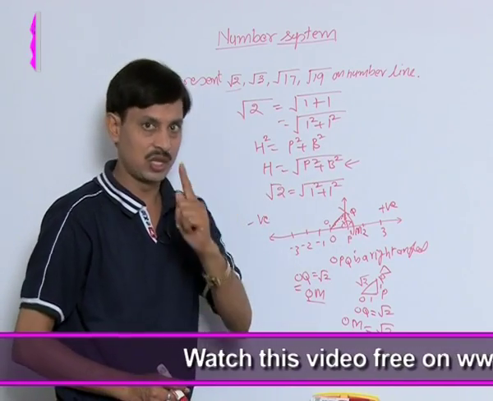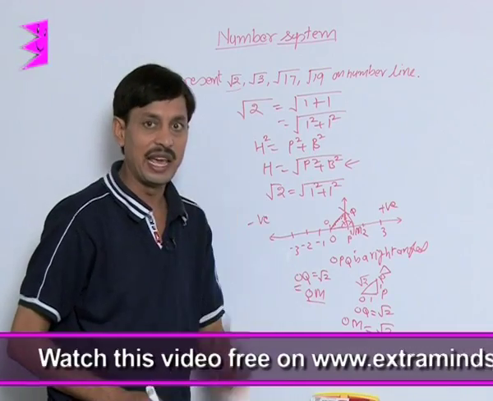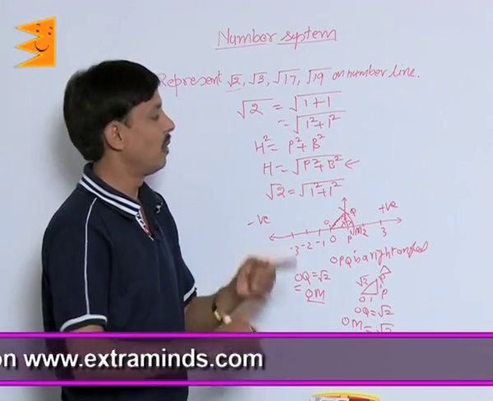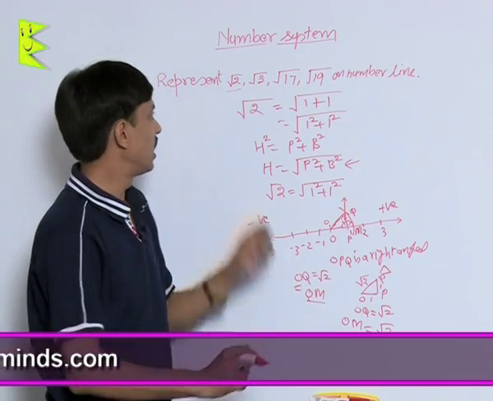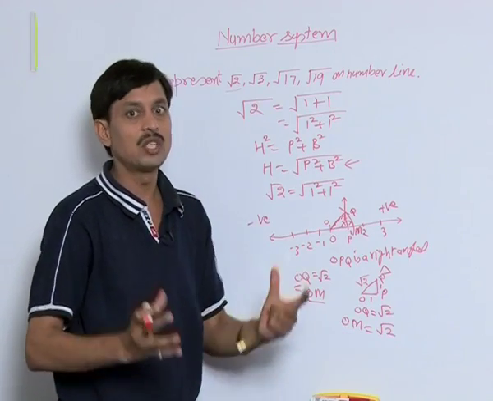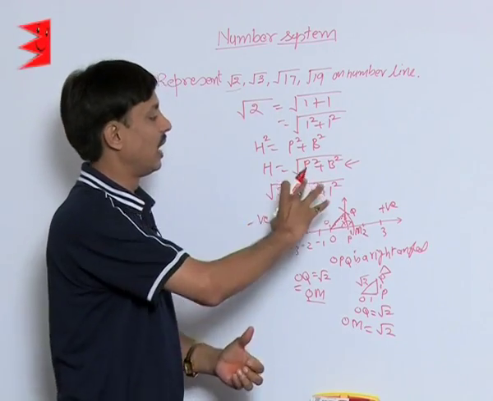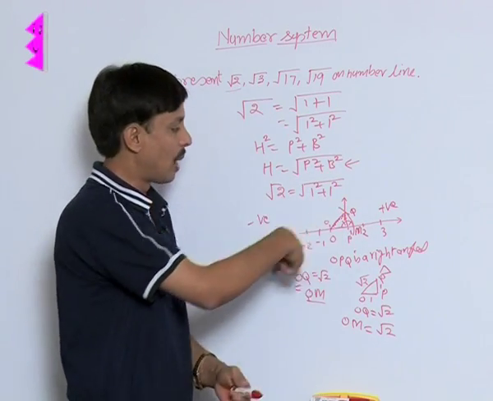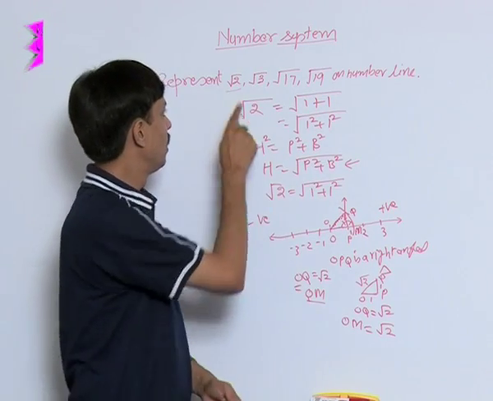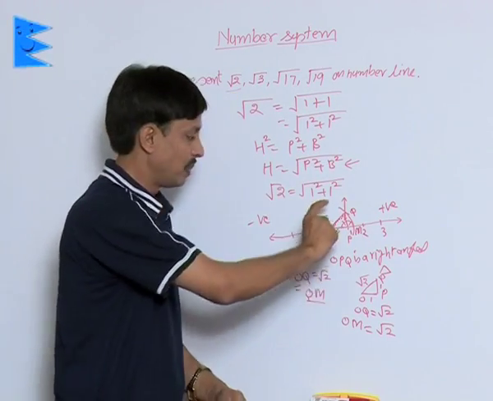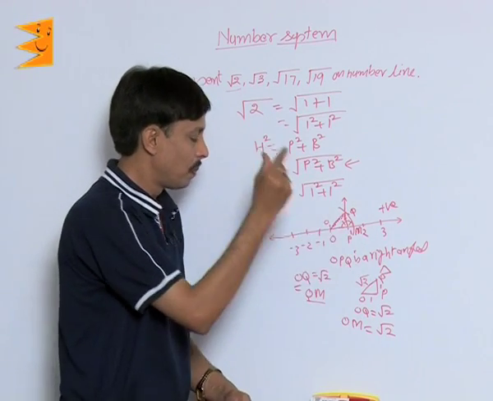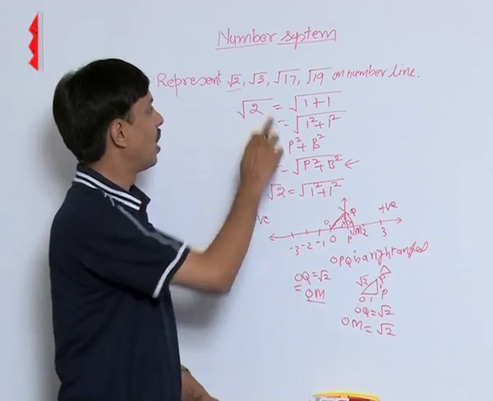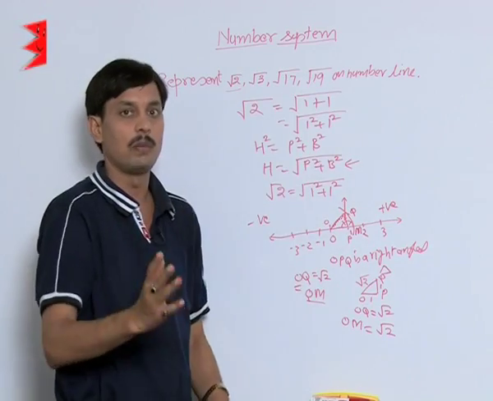The basic point: in order to represent any irrational number on the number line, we will always take the help of the Pythagoras theorem. We will see how the given number can be expressed as a breakup of squares, and then that can be utilized with the base, perpendicular and hypotenuse. So for any irrational number, with the help of a compass, that hypotenuse can be plotted and converted into a point on the number line. I will explain how to show root 3, root 17 and root 19 on the number line also.